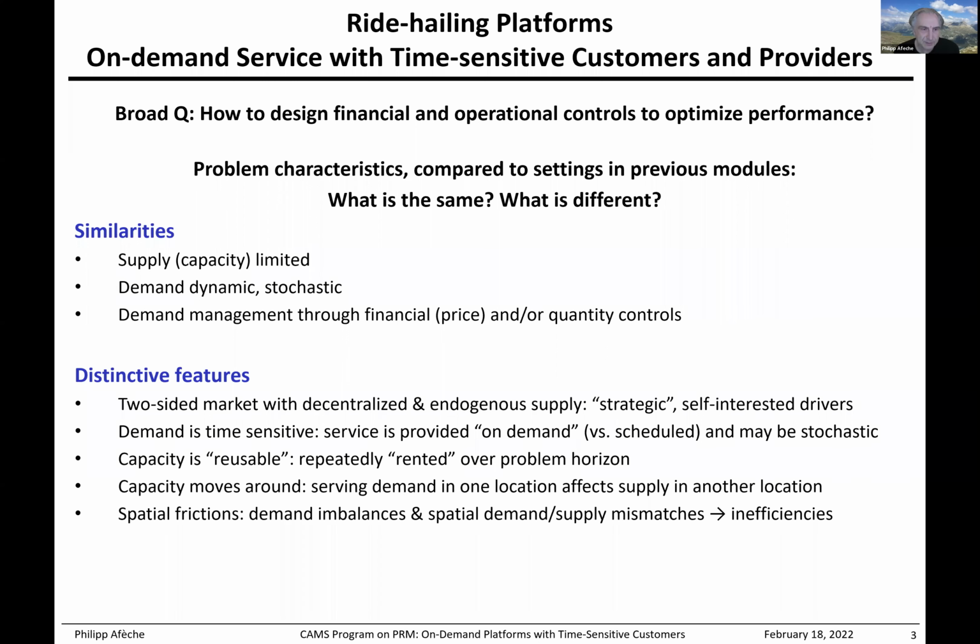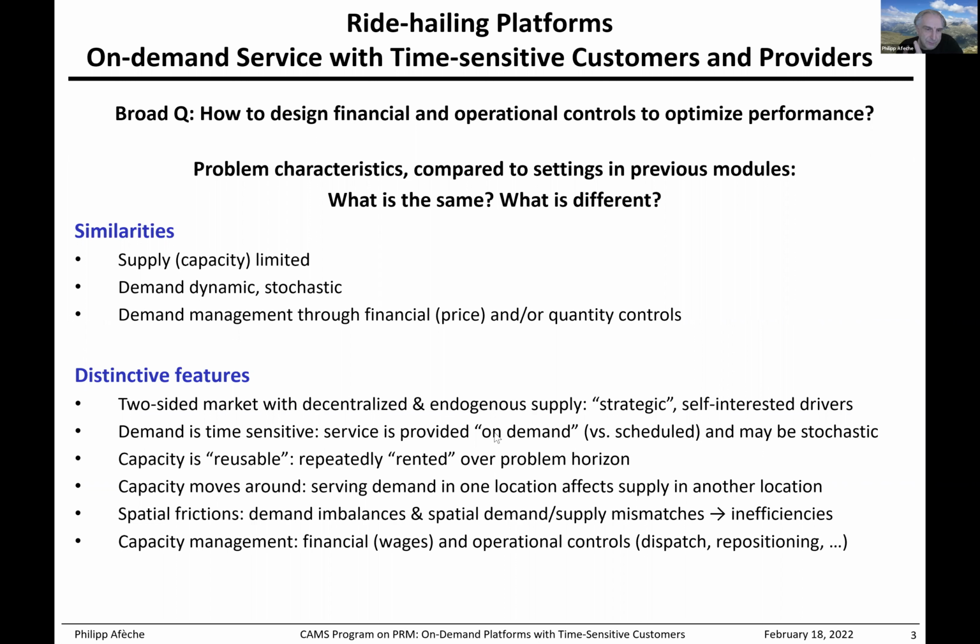Sticking to the spatial features, right? Space means distance, and that can introduce a variety of so-called frictions. For one, there could be structural imbalances in demand, like more demand going out of one location than trips arriving to a location. And then there can also be, on a shorter time scale, even if things are balanced on average, short-term spatial demand-supply mismatches, and that leads to inefficiencies, right? So that means that we are going to have a hard time keeping the capacity fully utilized. Capacity needs to move around, sometimes empty, to a customer to pick them up, or to another location in anticipation of more demand there.